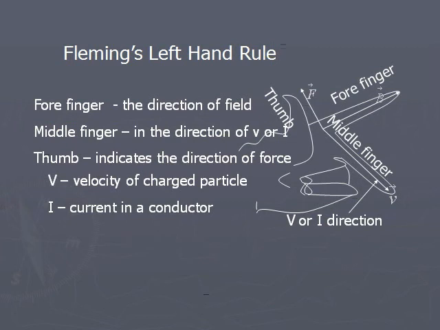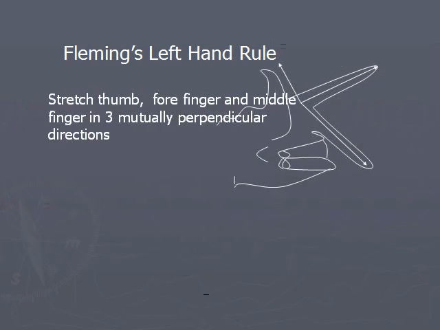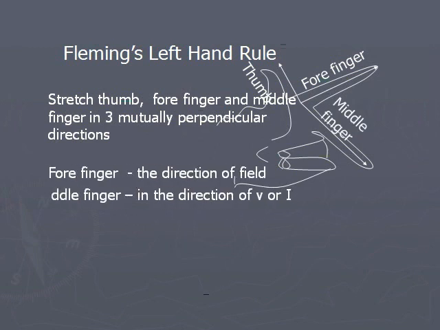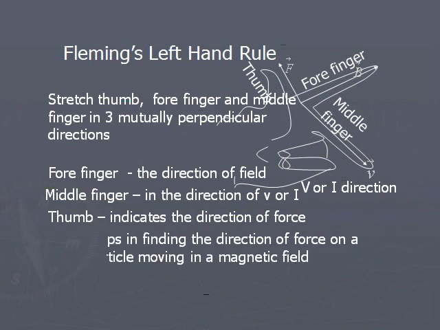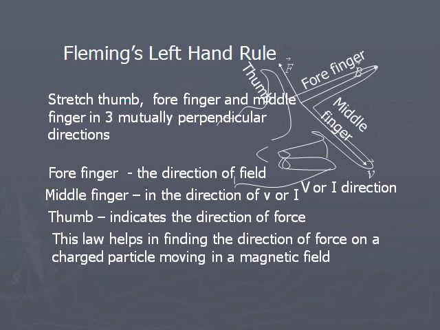It states that stretch the forefinger, middle finger and thumb of the left hand in three mutually perpendicular directions. Keep the forefinger in the direction of magnetic field and the middle finger in the direction of the current. Then the thumb indicates the direction of force. This is how we find the direction of the force acting on a conductor placed in a magnetic field. This is known as Fleming's left-hand rule. Summary.